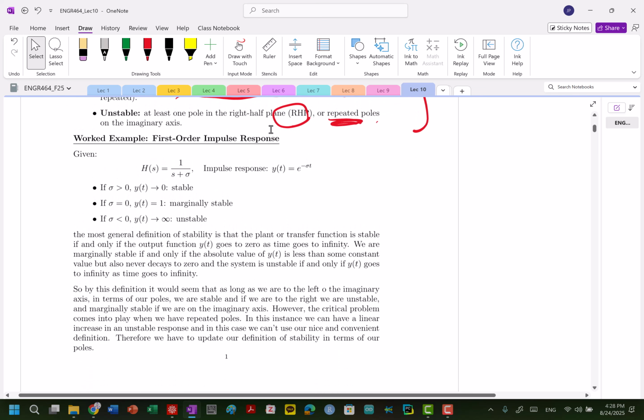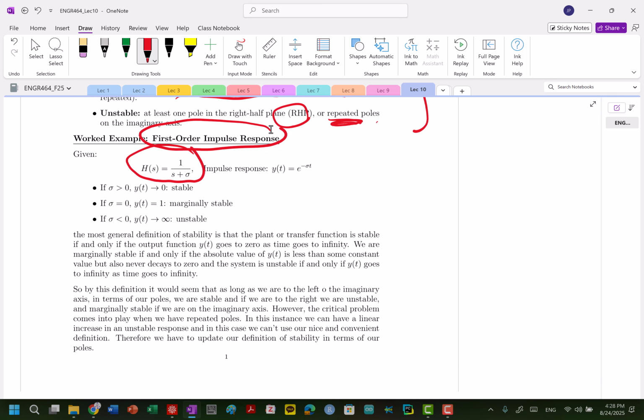So let's start with just a first order system. If I have a plant function or transfer function that looks like this, it's first order. There's only s to the 1 power. We can see the response of the system. If sigma is greater than 0, we're stable. If it's equal to 0, we're marginally stable, because we're just sitting on that 0 value in our s domain. And if it's less than 0, we're unstable, so we're sitting in the right-hand plane. So it's really, really important.